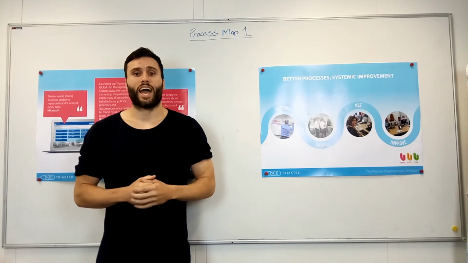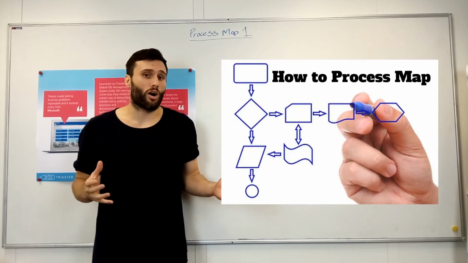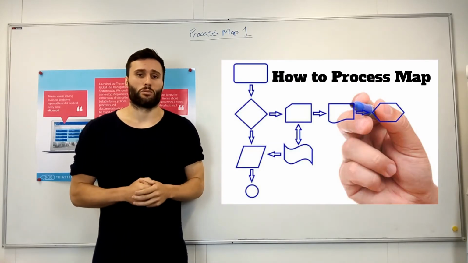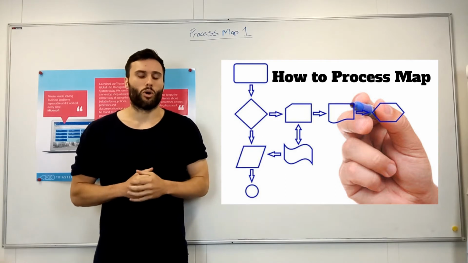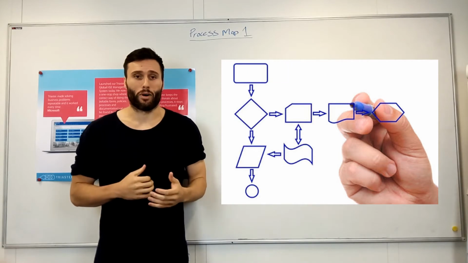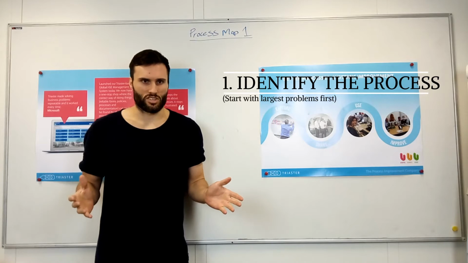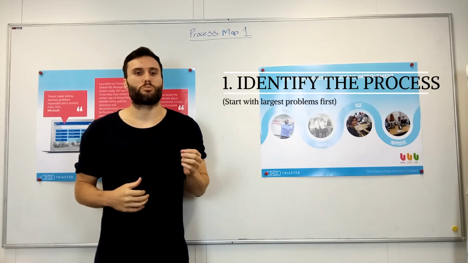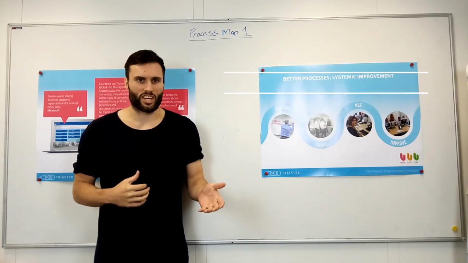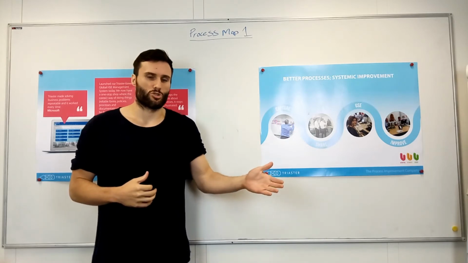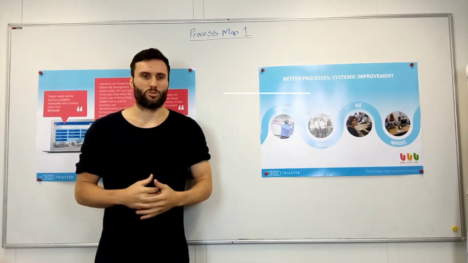Now, let's look at how to process map. Bear in mind though, that this is a simple explanation. If you want a more in-depth explanation, then download our process mapping white paper on our homepage. You can't miss it. 1. Identify the process. Identify the most urgent process problem you have in your organization and move backwards to the not so dramatic problems. Number 2.